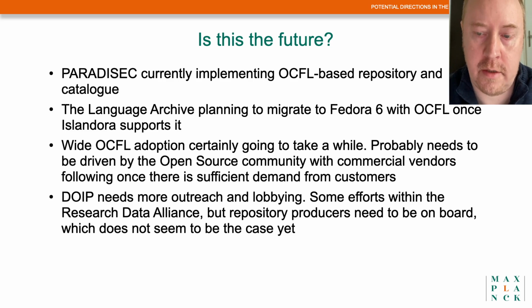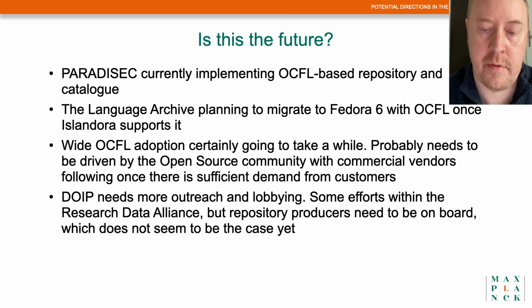It needs a substantial amount of work to implement for most repository systems, and probably needs to be driven by the open source community, with commercial vendors following once there's sufficient demand from customers. DOIP, I think, needs more outreach and lobbying. I've seen some efforts within the Research Data Alliance, but really the repository producers need to be on board, I think, before this can be a success, which currently doesn't seem to be the case yet.